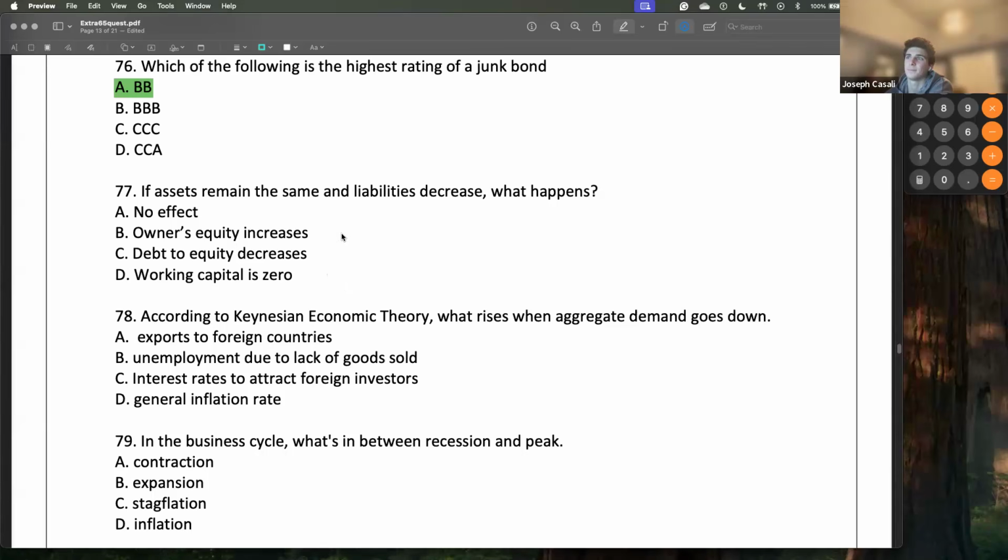It went down. Goes up, right? You pay off your liabilities, but you still have the same level of assets. Your equity goes up. It's B as in boy.